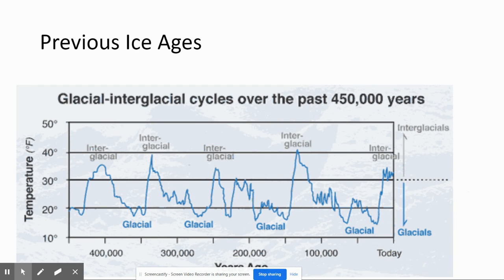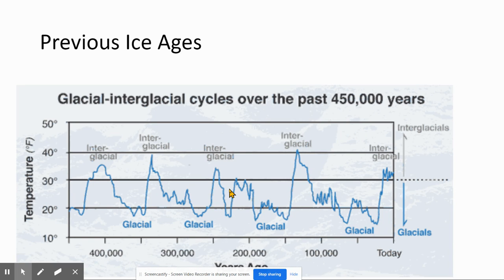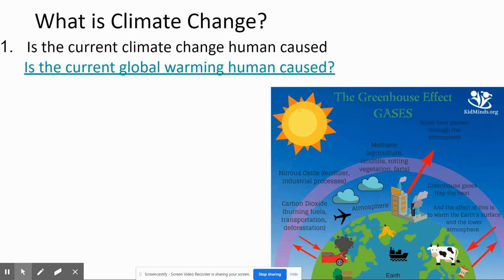Again, this is just showing you different cycles. This is at 400,000 years. It depends on what time scale you're looking at, how many they show. So this is an ice age. This is global warming. This is an ice age. This is global warming. So it is a regular pattern that the Earth actually goes through.